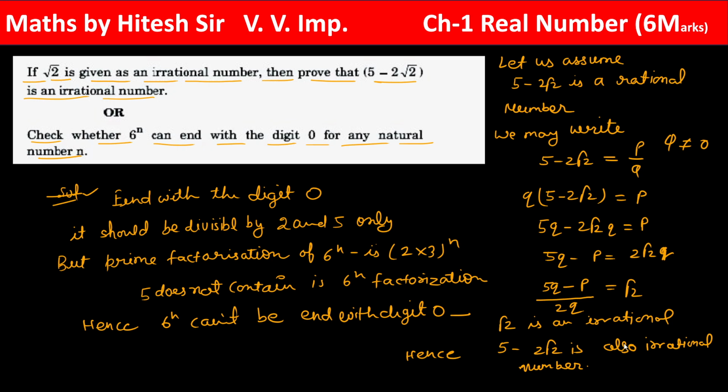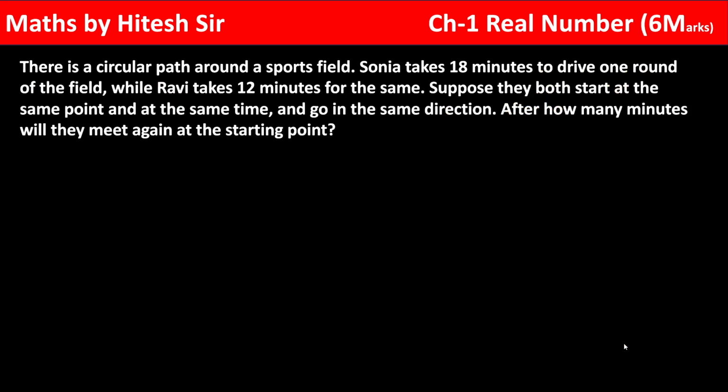Now come to the next slide. Here is one question: there is a circular path around a sports field. Sonia takes 18 minutes to drive one round over the field. Ravi takes 12 minutes. So 18 minutes and 12 minutes. These types of questions come in your examination. So what we need to do is find what?